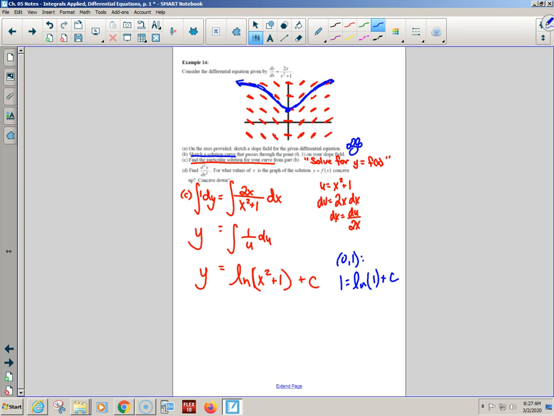Well, wait a minute, guys. What's ln of 1? 0. Ha! So what's c equal to? 1. Is that my solution? Combine them and then it is. Remember, the solution is a curve. The solution is a function. The solution is this guy, ln of x squared plus 1, with the c plugged in.